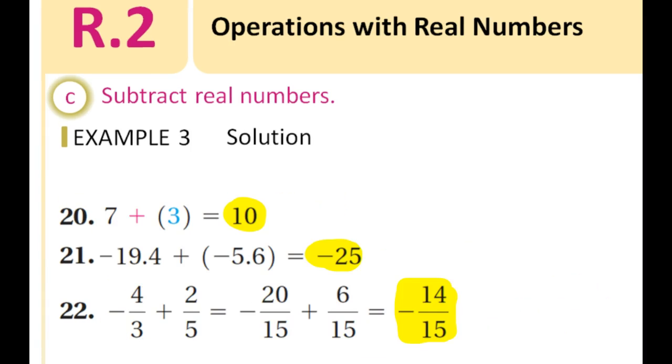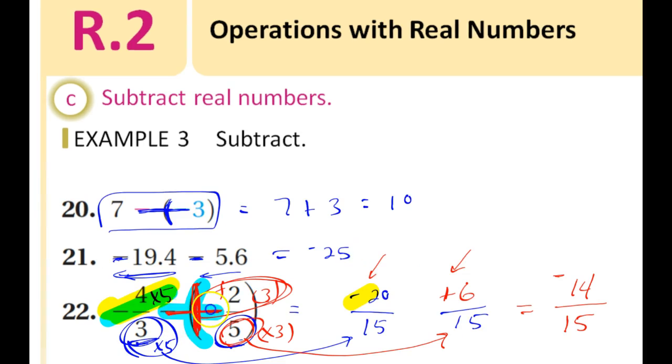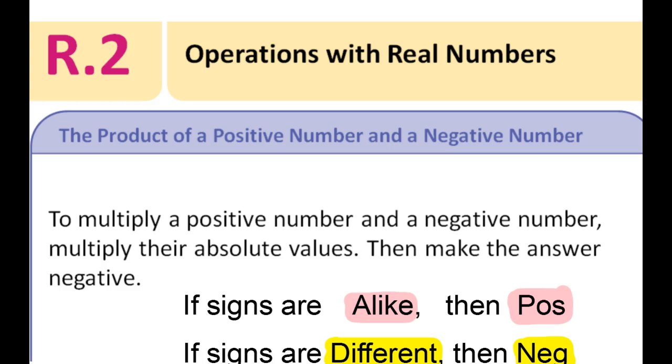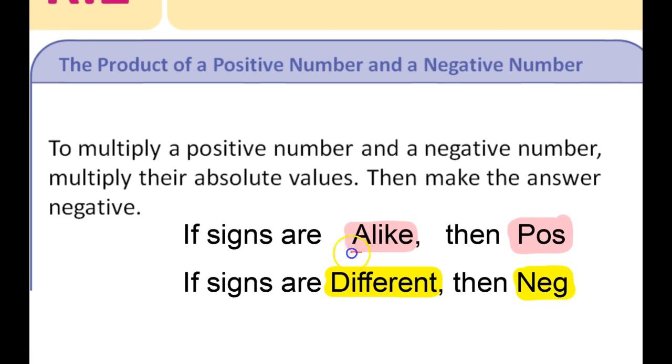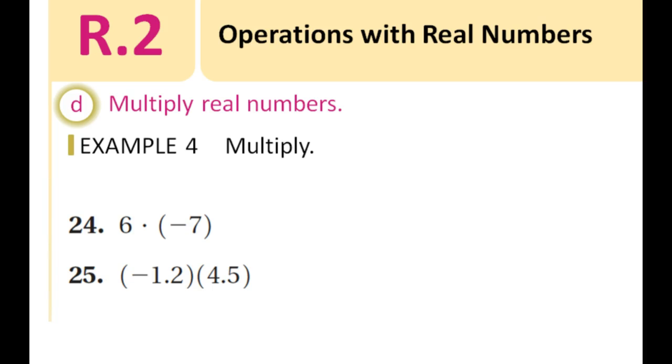So let's see if the author agrees with me. Well, good job. So again, they changed that double negative to a positive. I would encourage you to do that just like we did back in exercise 20. So again, what I'm trying to teach you today is if signs are alike, then add, keep the common sign. If signs are different, you subtract.